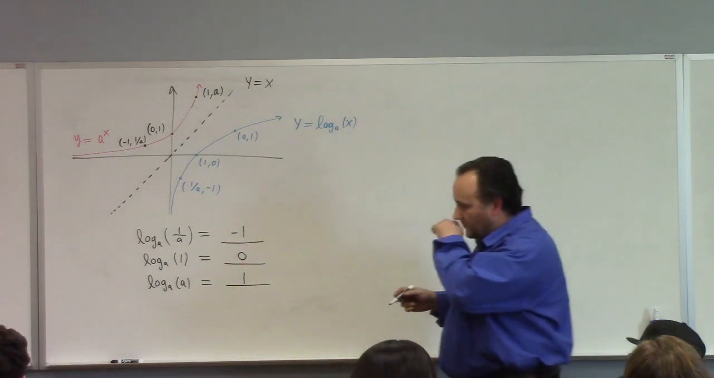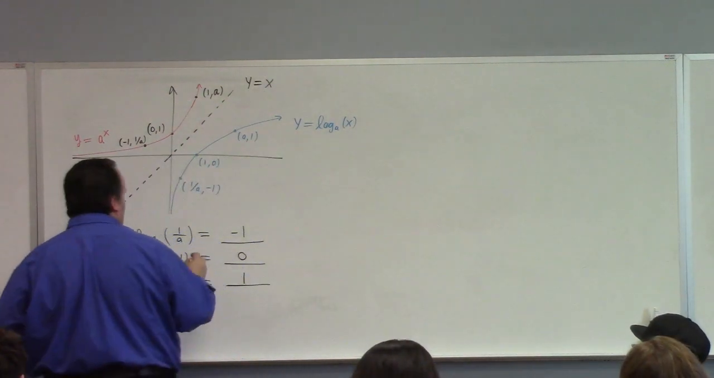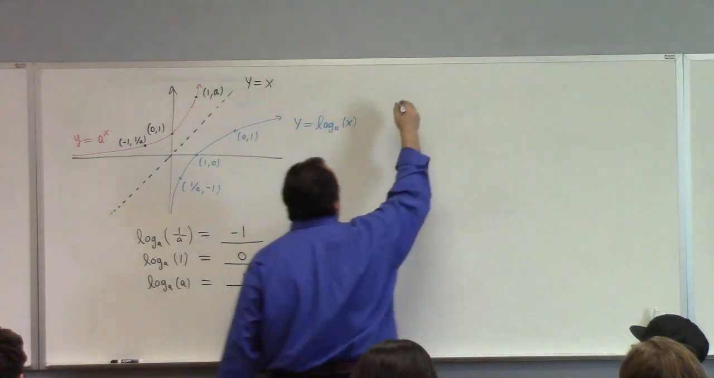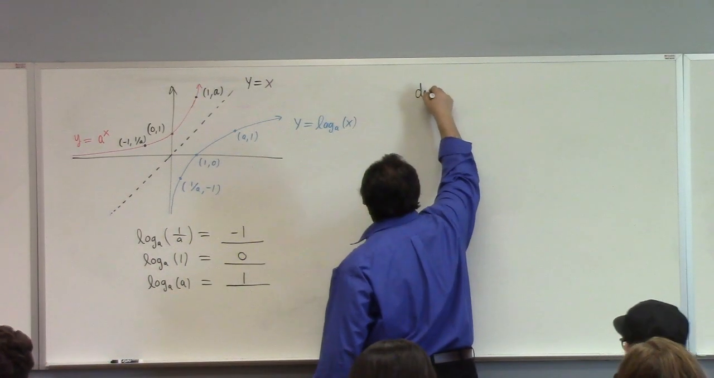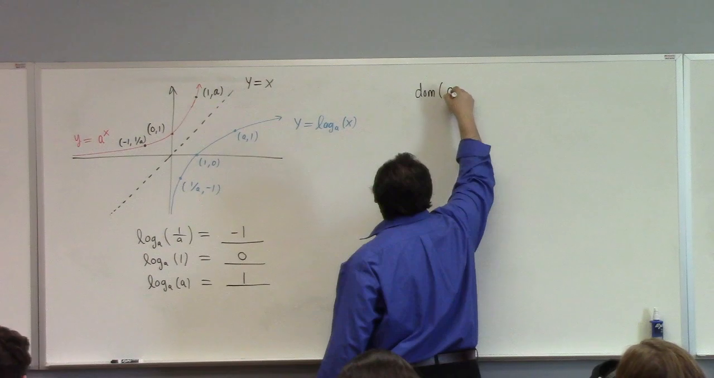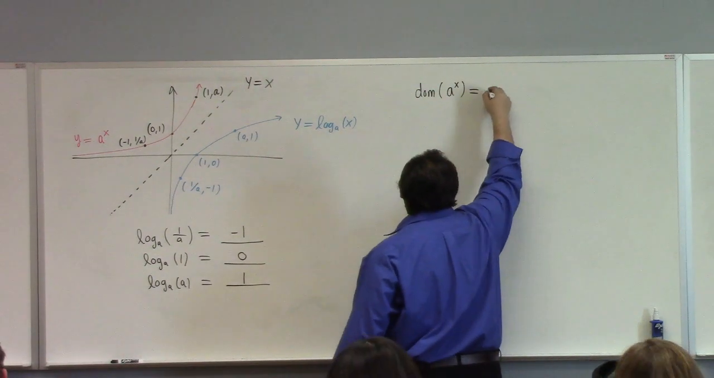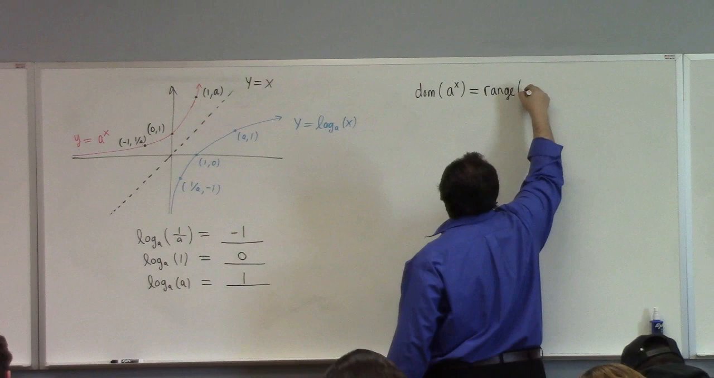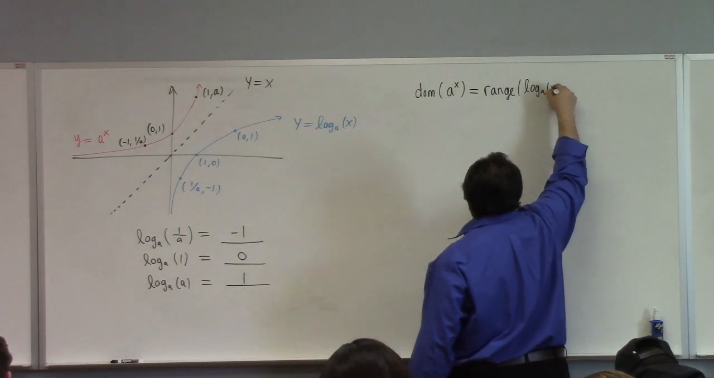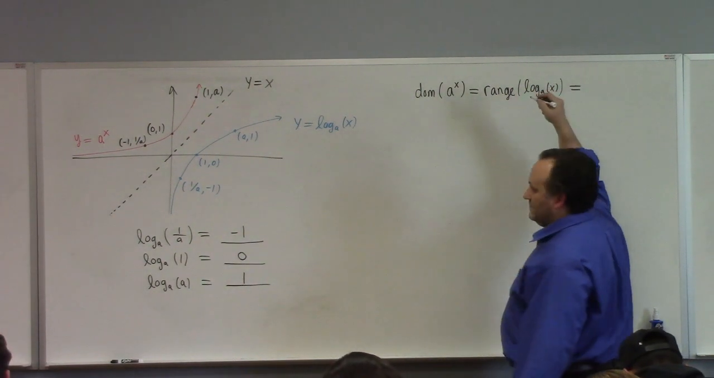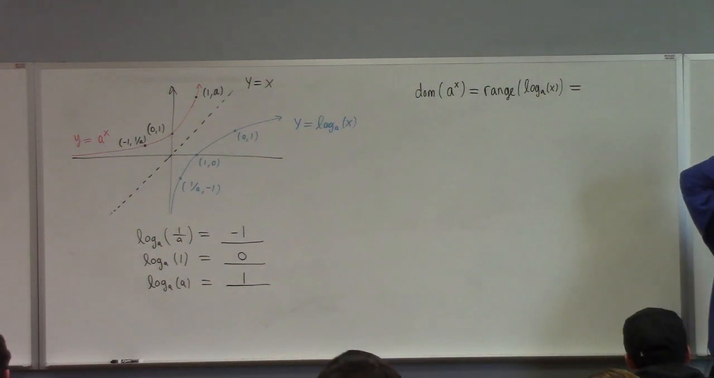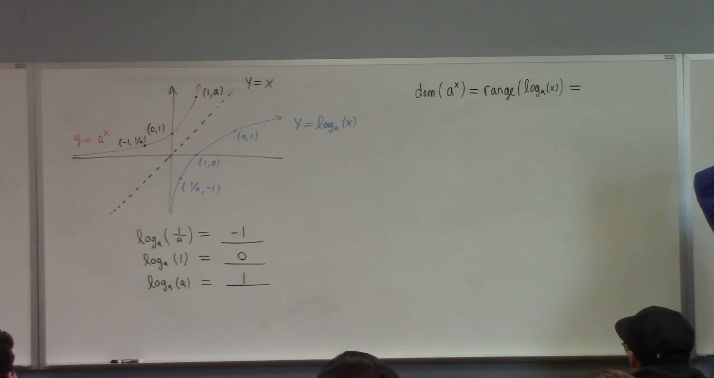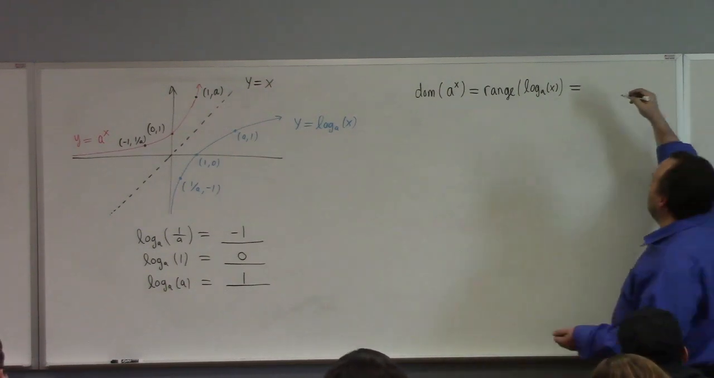What else can we appreciate from this? How about this? The domain of the exponential is equal to the range of the logarithm, right? And what is it? I heard 0 to infinity. That's half of it. What's the domain of the exponential? a to the x makes sense for x what? For any x. Negative infinity to infinity. Yeah, negative infinity to infinity.